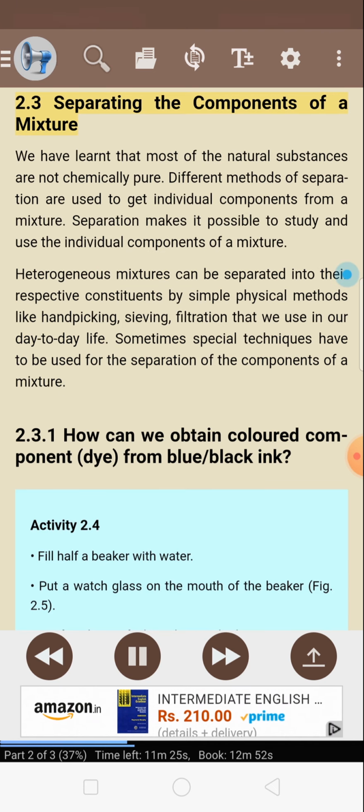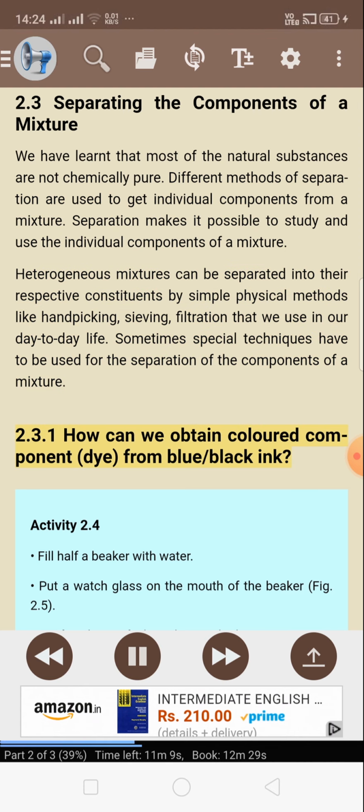2.3. Separating the components of a mixture. We have learned that most of the natural substances are not chemically pure. Different methods of separation are used to get individual components from a mixture. Separation makes it possible to study and use the individual components of a mixture. Heterogeneous mixtures can be separated into their respective constituents by simple physical methods like handpicking, sieving, filtration that we use in our day-to-day life. Sometimes special techniques have to be used for the separation of the components of a mixture.